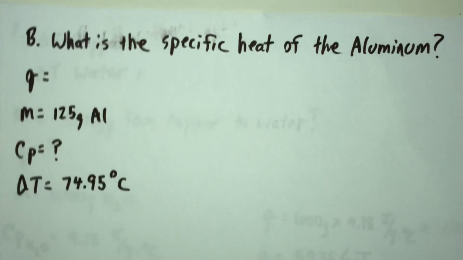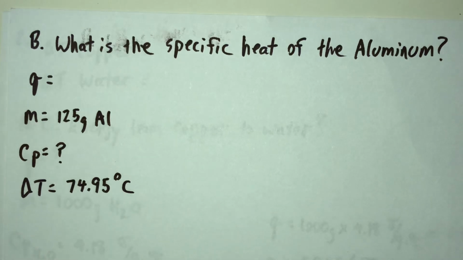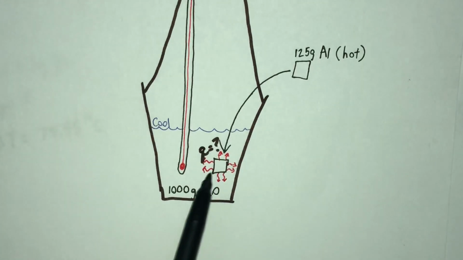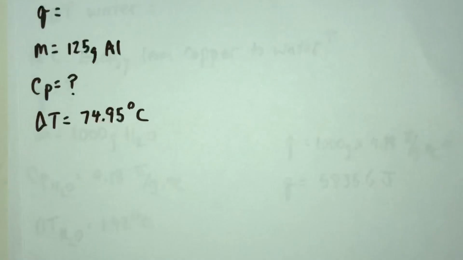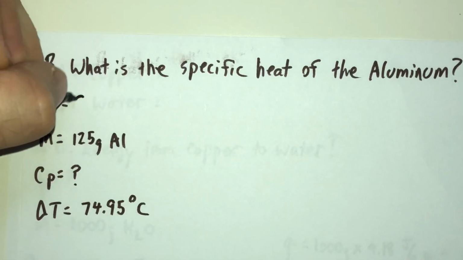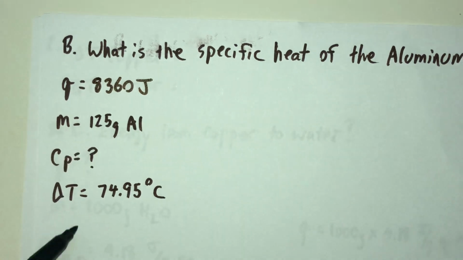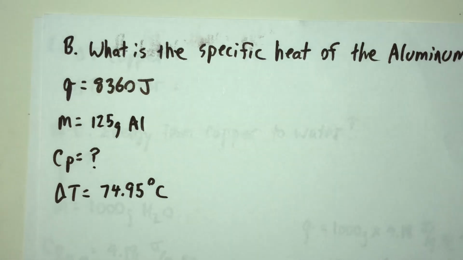The second part of that question wants to know, now that we know that, what is the specific heat of the aluminum? So how much heat can aluminum actually hold? We're trying to find out Q, which we just did. We are going to assume that that amount of energy, 8,360 joules, is both how much the aluminum lost and how much the water gained. So for aluminum, we are assuming that the aluminum lost the 8,360 joules to the water. The question says 125 grams of aluminum, and it says that it dropped in temperature by 74.95 degrees. That's the change in temperature, not the actual temperature.